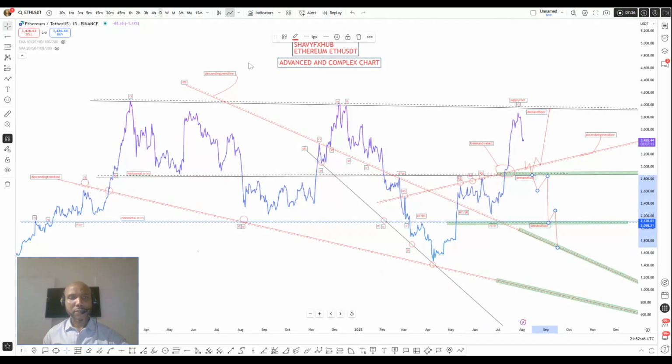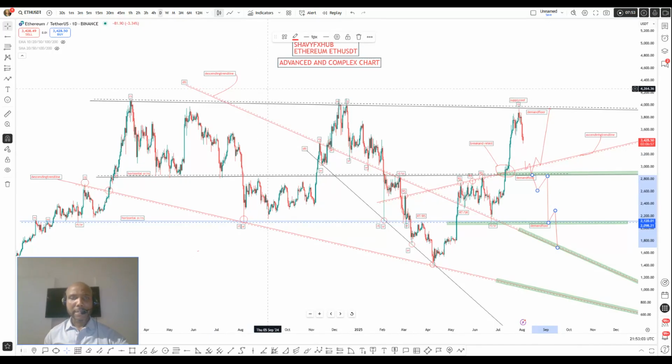If you switch on to your line chart, ROS1, SR1, ROS1, ROS2, right? ROS1, ROS2, break of structure, SR1, price comes back here and becomes SR2. So this is how we analyze the market.